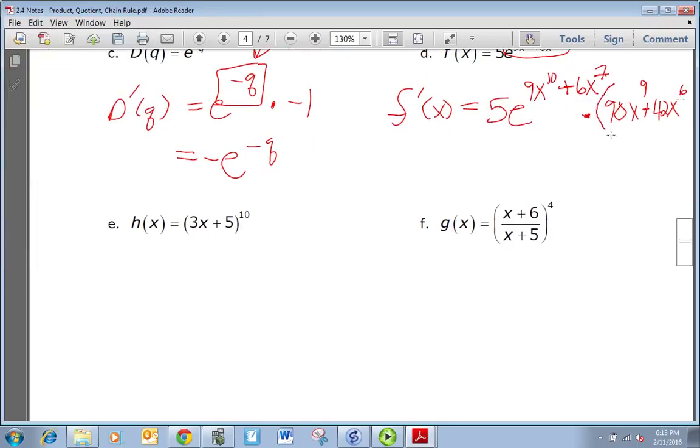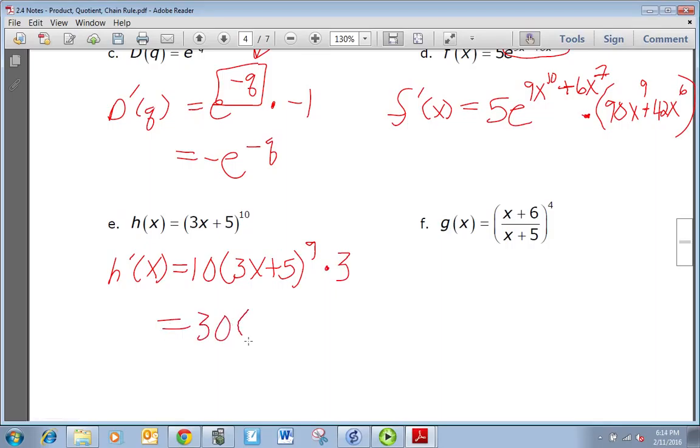And I'm going to just put this in parentheses so it's clear. h of x is equal to the quantity 3x plus 5 to the 10th. So h prime of x is going to be 10 times (3x plus 5) all to the 9th, and then times 3. So it's easy to combine the 3 and the 10 and get 30. I mean multiply. So 30 times (3x plus 5) to the 9th power.